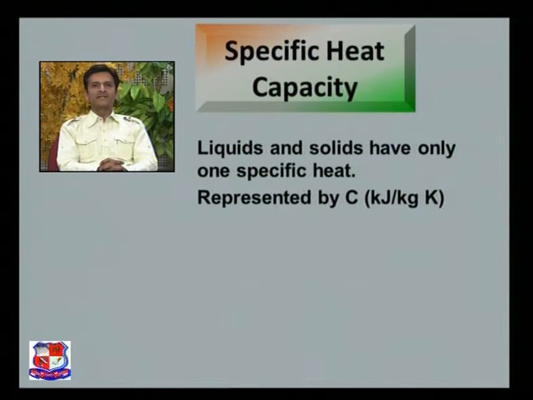Liquids and solids have only one specific heat, which is represented by capital C, and the unit of specific heat is kilojoules per kilogram Kelvin. You can understand the units also, and based on this unit we can define the specific heat capacity. Kilojoule is the unit of heat, so unit of heat per 1 kilogram of mass per 1 degree Kelvin.